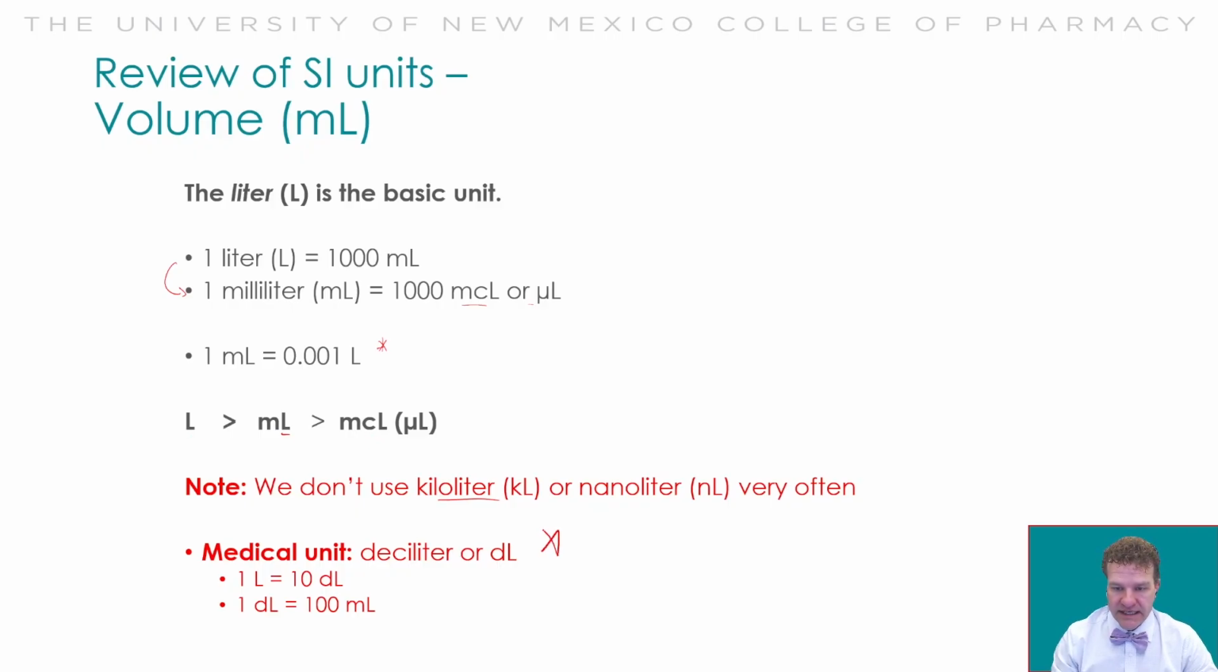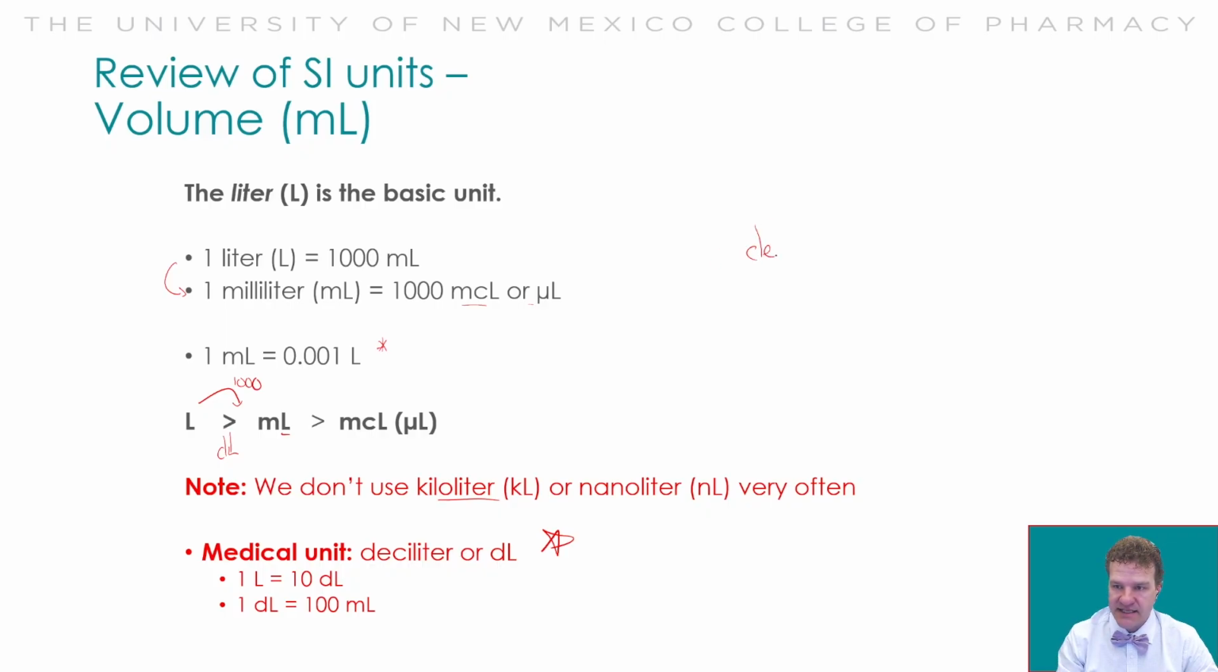Now, one really essential thing we've got to know is the deciliter, okay? And so these move in 1,000s, but the deciliter sits in between, okay? And I like to think of a deciliter as 1/10 of a liter.